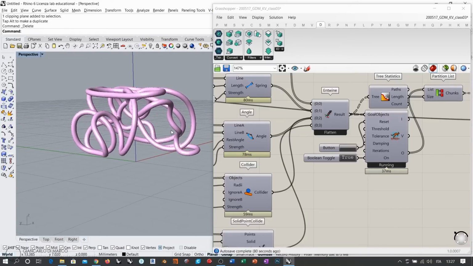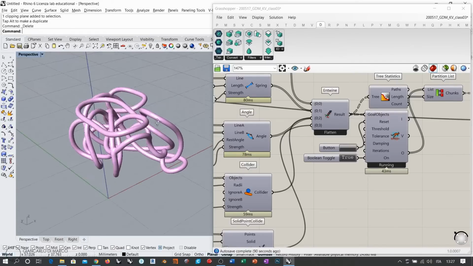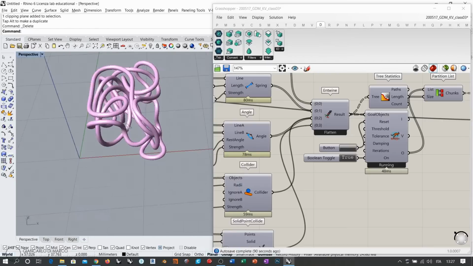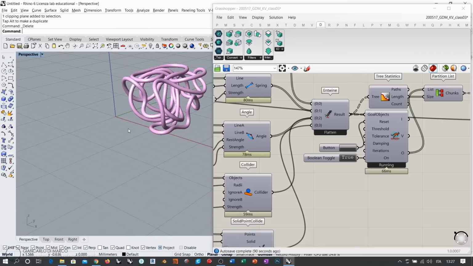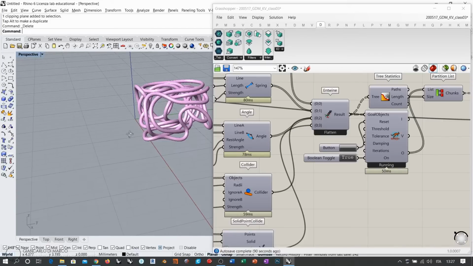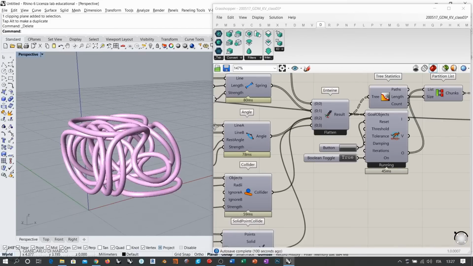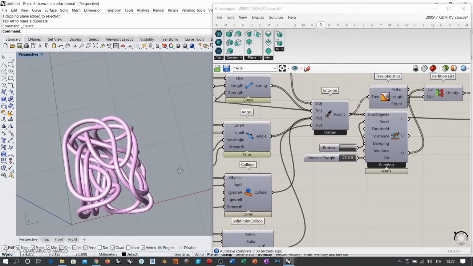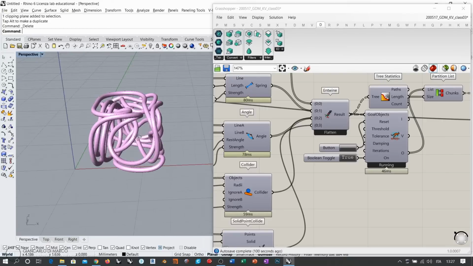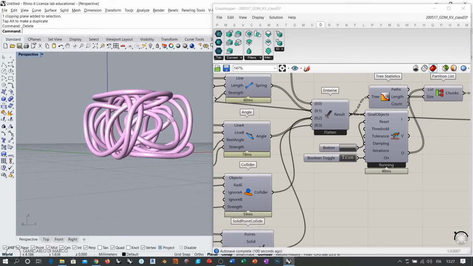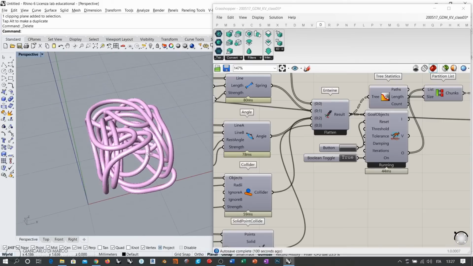Okay, so you see that it's expanding, but for example, we can already see that this corner here is not being filled. Actually, it depends on how this object evolves. But it's quite difficult for this thing to fill the whole space, the whole volume.